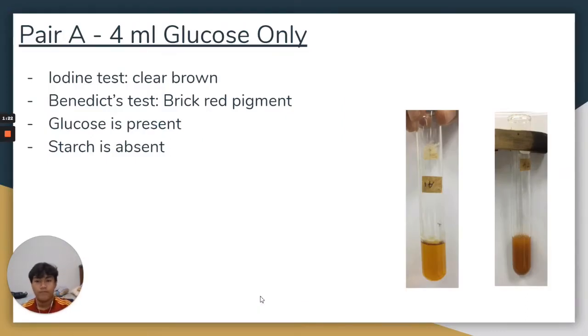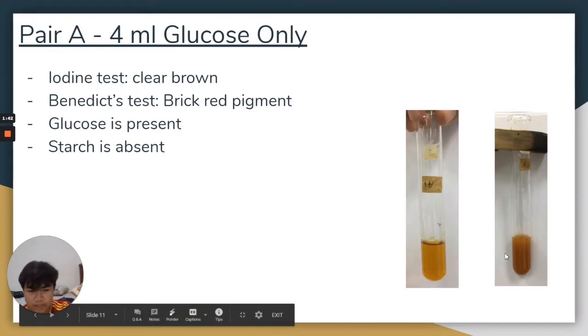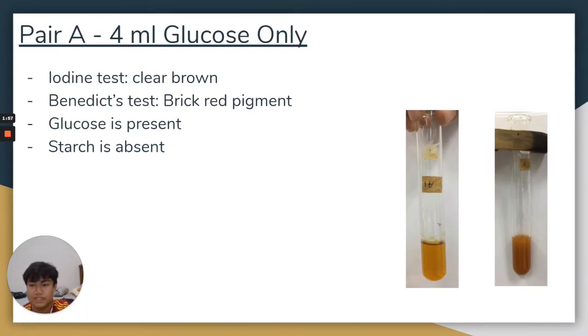So for pair A, 4 milliliters of glucose only is tested with the iodine and Benedict's tests. In the iodine test, it remains clear brown from its initial to final stage, while in the Benedict's test, it turns into a brick red pigment. So from here, we can infer that glucose is present. The Benedict's test turns from light blue to a brick red pigment, so glucose is present while starch is absent, as the color of the iodine test remains the same. There's no change.